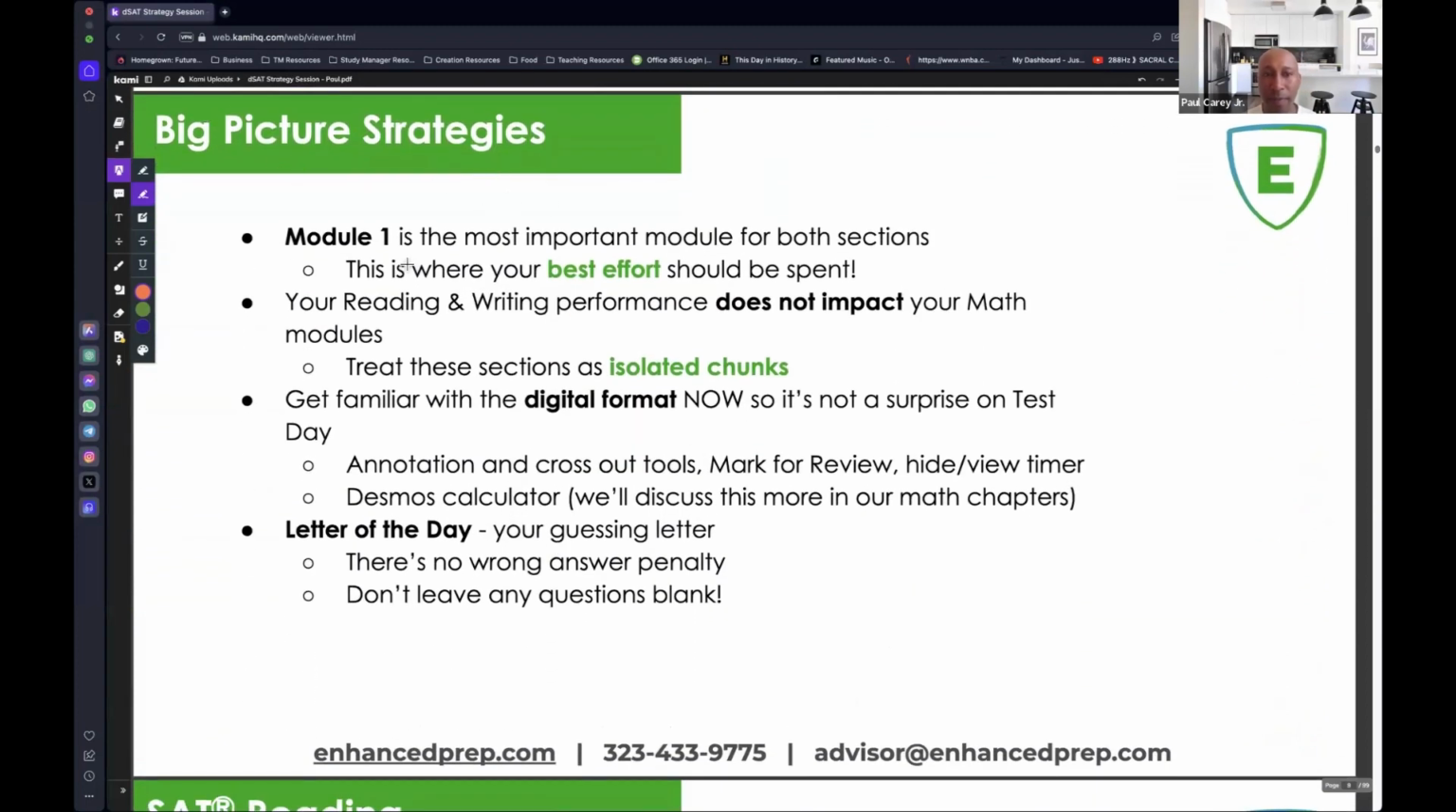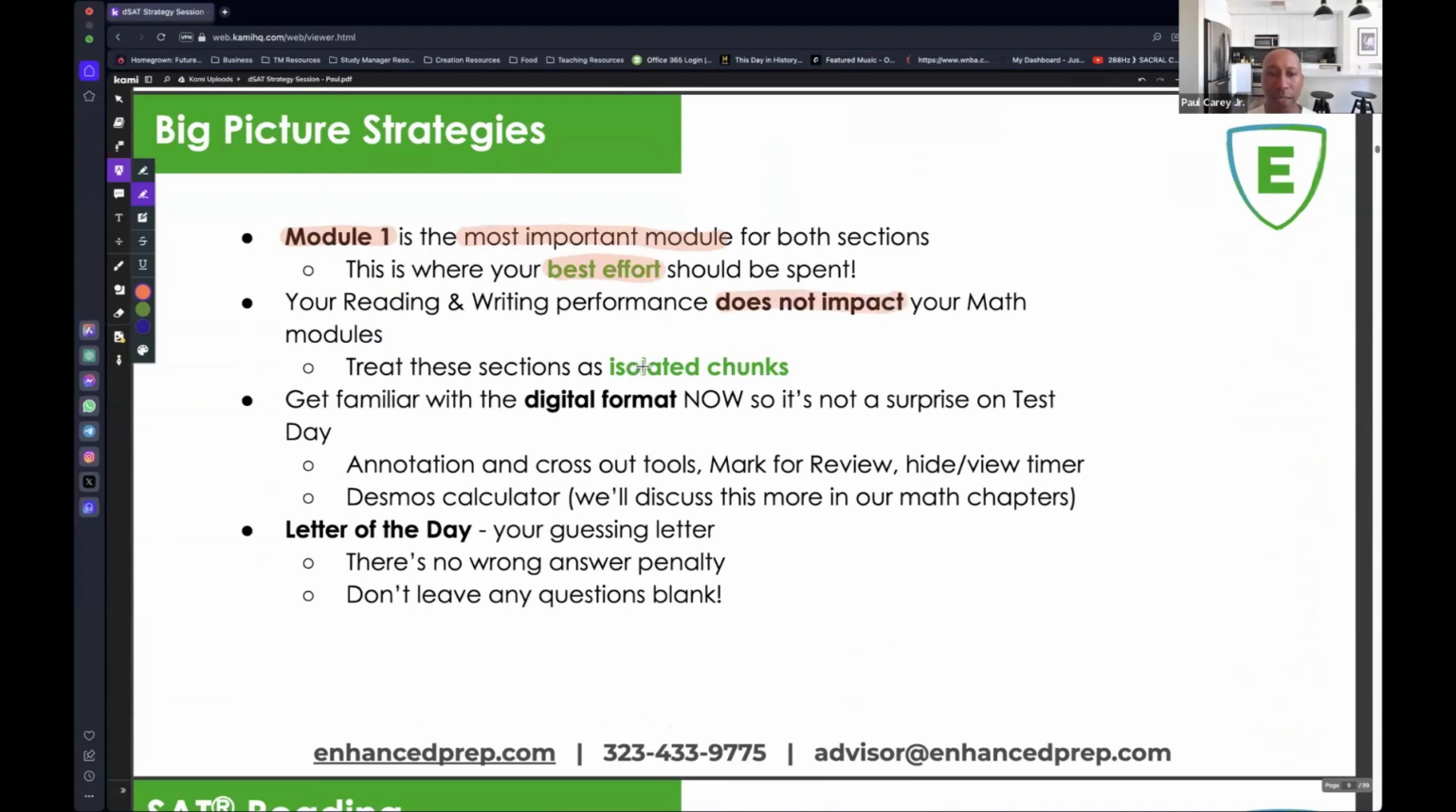So big picture strategy, we talked a little bit about this already. Module 1 is the most important module, right, for both sections. So you want to make sure that you put your best effort in for those, and just stay positive when you're going through the exam. Again, get a sense of test taking and test pacing as well. This is going to happen with your practice exams. Okay, so your reading and writing performance does not impact your math.